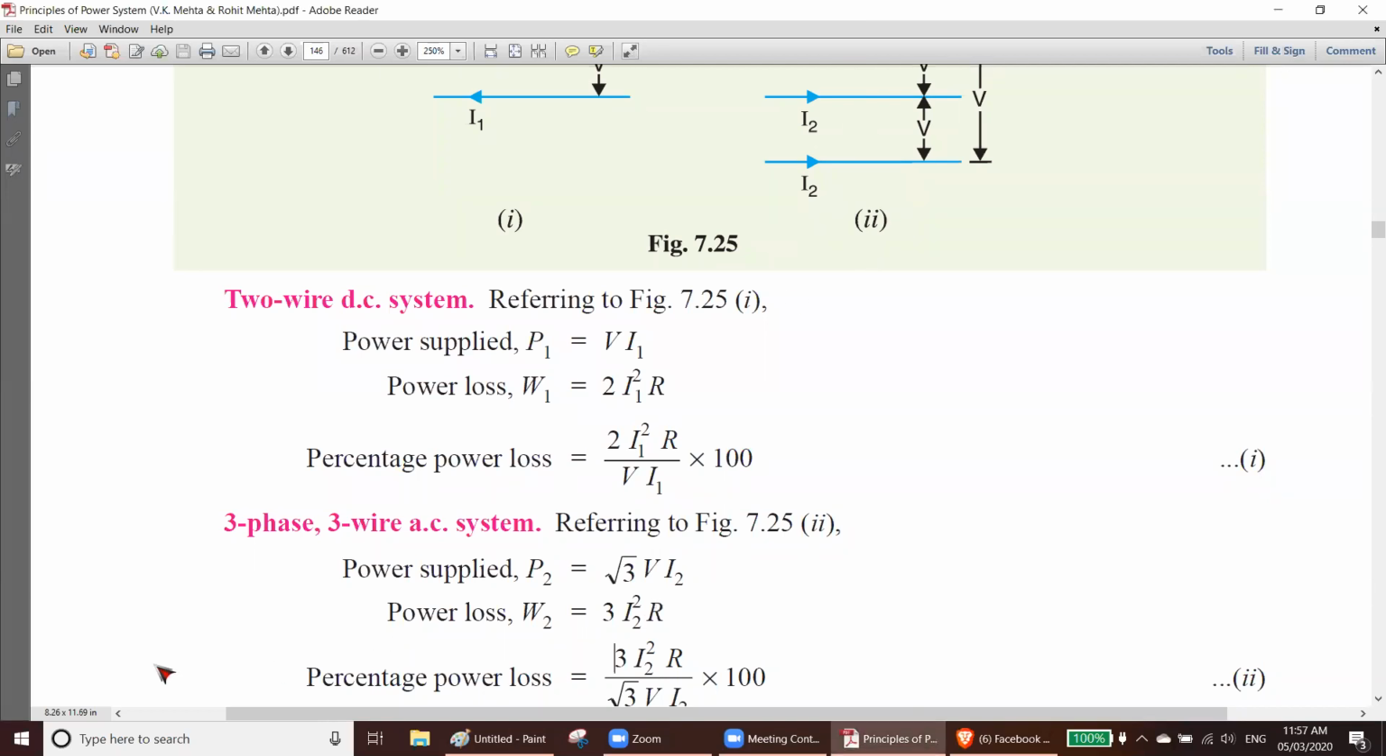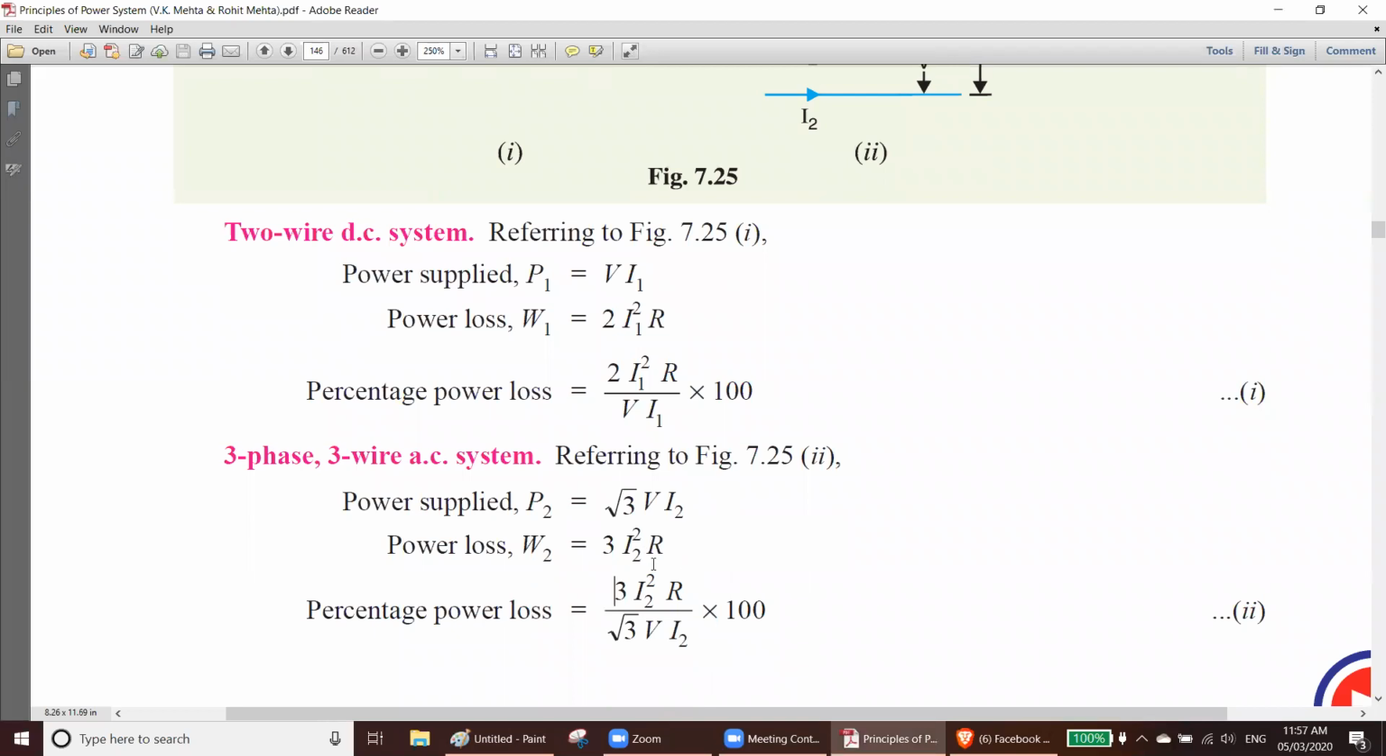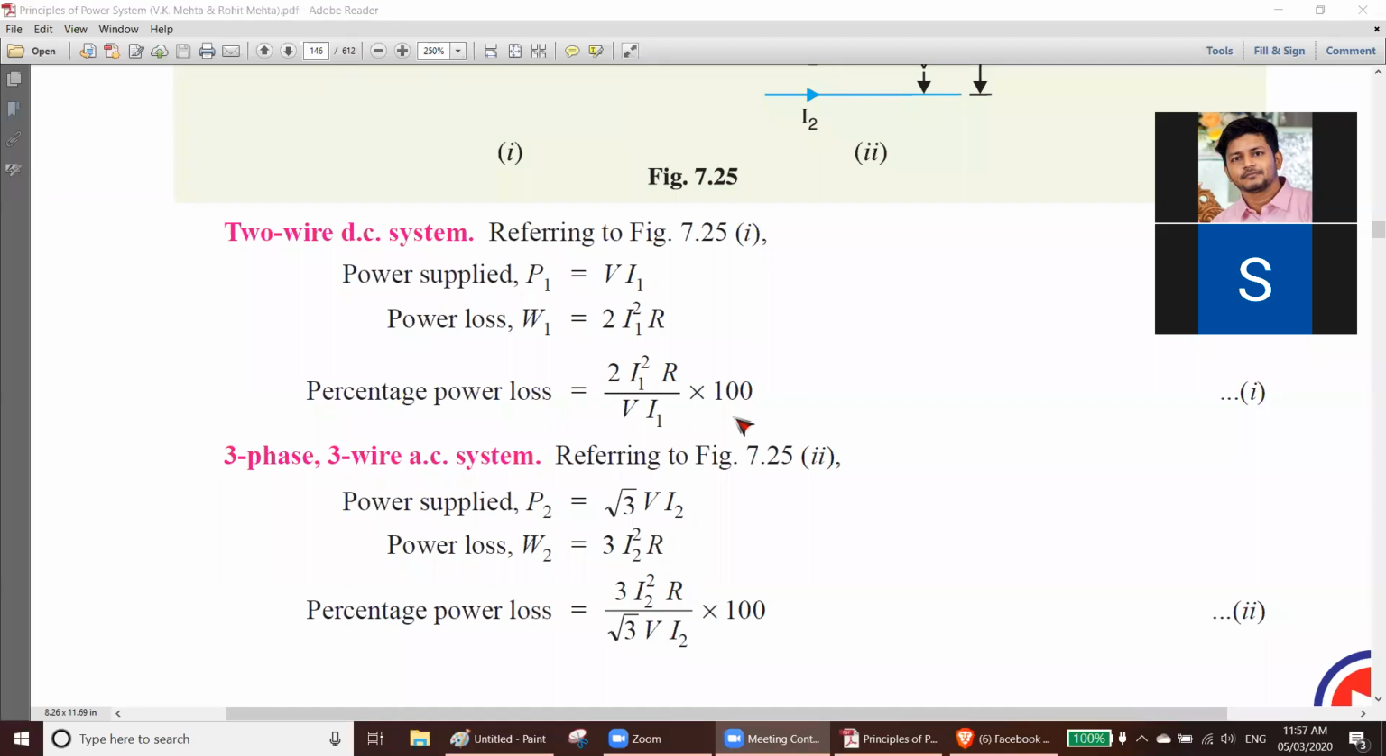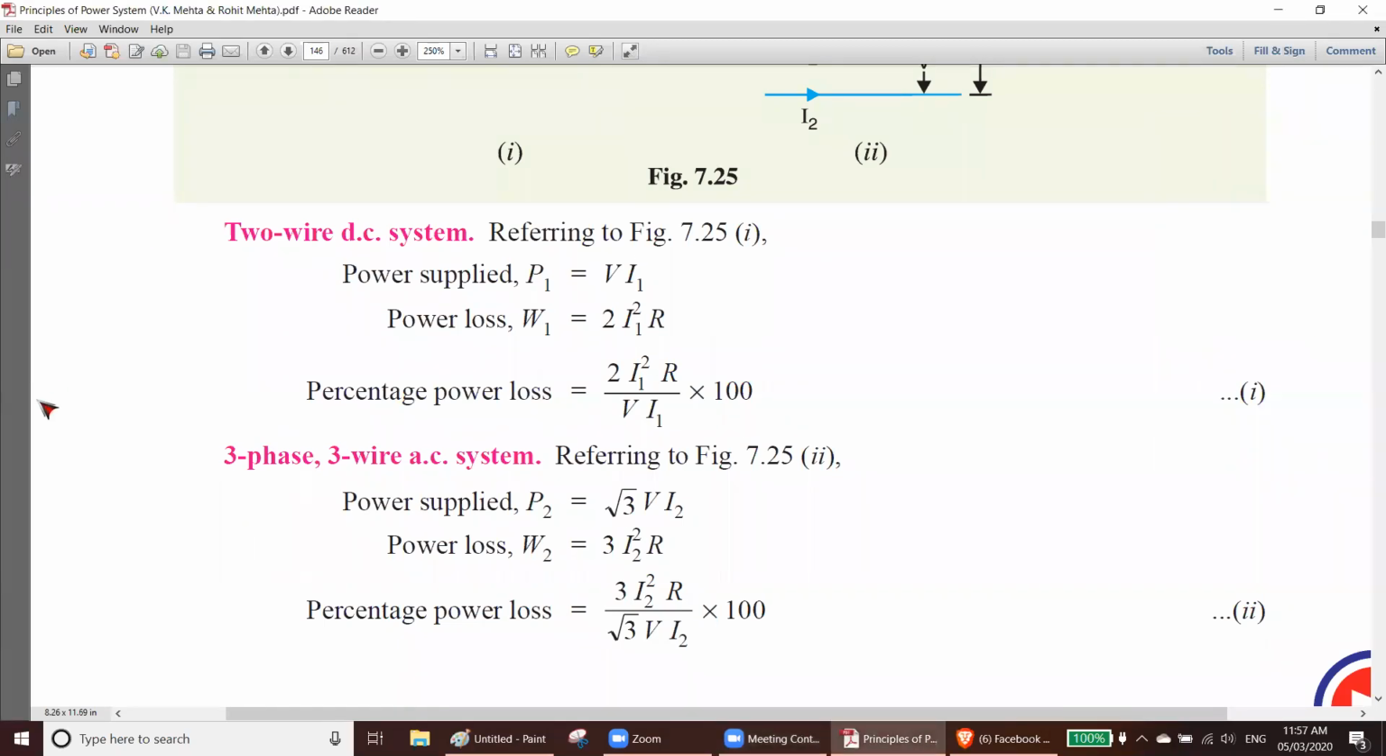So the percentage of line loss will be 3I2 square R divided by √3 VI2. That means the upper one you have the total power loss, the lower one you have the total power. Remember, percentage of line loss will be power loss divided by total power. That is your percentage of line loss.